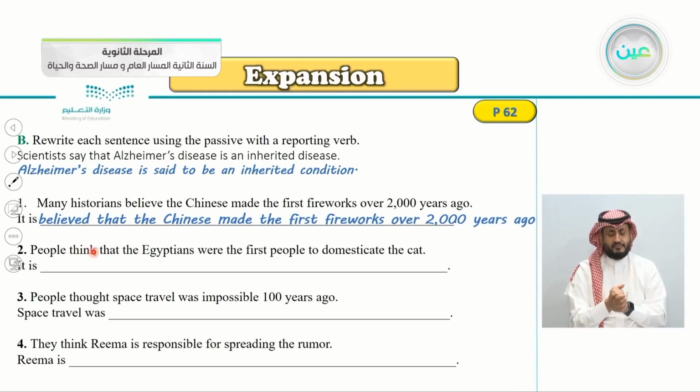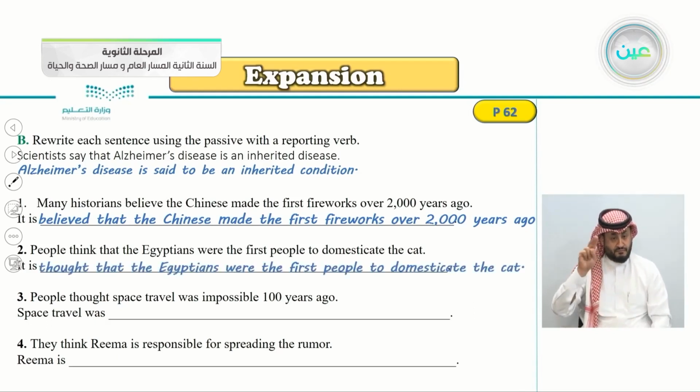Number 2, people think that the Egyptians were the first people to domesticate the cat. So, what do we say here as a reporting verb? It is, yes, it is thought. We don't say believed or said because here we have think. It is thought that the Egyptians were the first people to domesticate the cat.